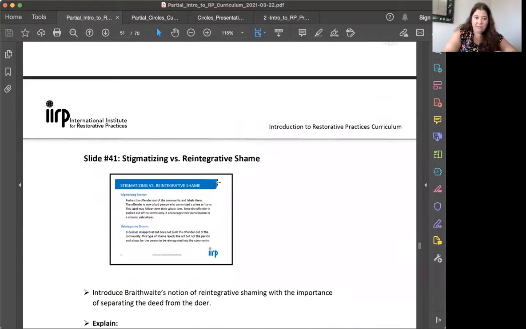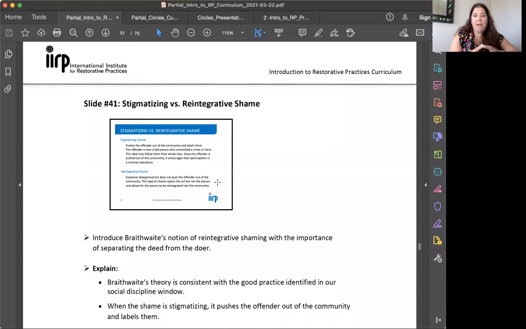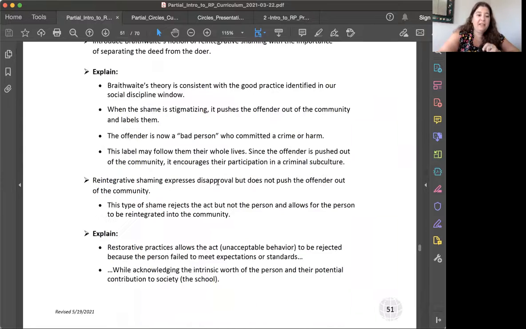the basis of, again, restorative practices of valuing the individual, but disapproving of behavior. So this really is where that Brene Brown connection comes in. We tend to organize this as stigmatizing shame, which pushes the person out, says what you did was not okay and who you are is not okay, whereas reintegrative shame is to express disapproval, but to value the individual, right, and the person. So Brene Brown would call that shame versus guilt. So again, there are some really clear connections.